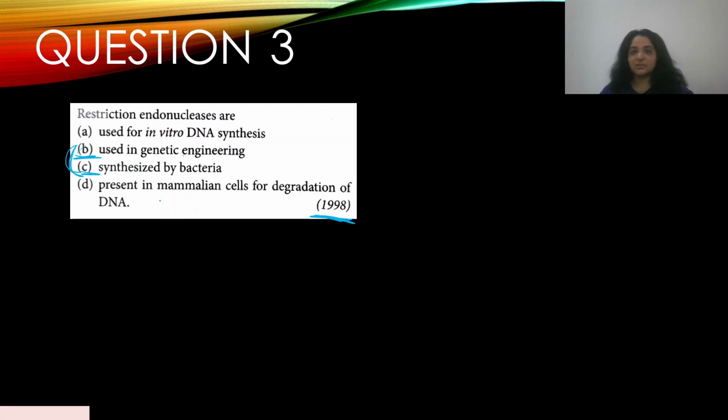Restriction endonuclease was discovered, and they inhibit viral replication. So possible answers are B and C, although in many cases I've seen it used in genetic engineering. If you have to look for the most appropriate answer, or the safest answer, yeah, restriction endonucleases are used in genetic engineering. Okay, so ideally, yeah, B would be the right answer, but there is also a C option for that.